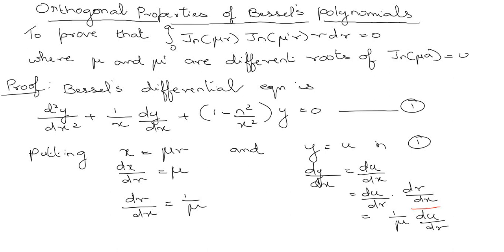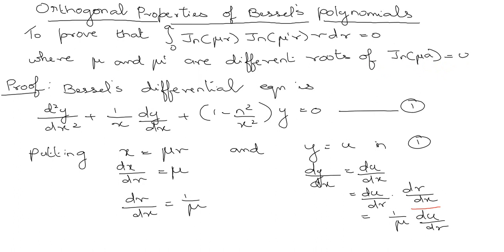Hello everyone. Today we are going to see about the orthogonal properties of Bessel's polynomial. The orthogonality property of Bessel's function is integral 0 to a of Jn(μr) into Jn(μ'r) into r dr is equal to 0, where μ and μ' are different roots of Jn(μa) is equal to 0.